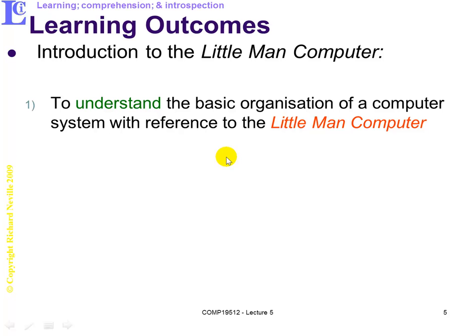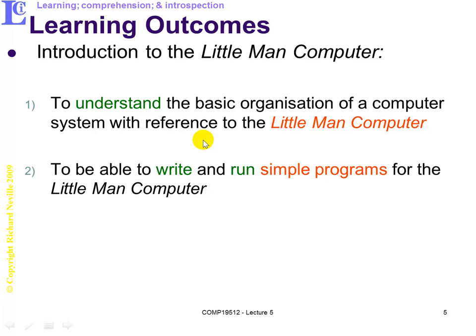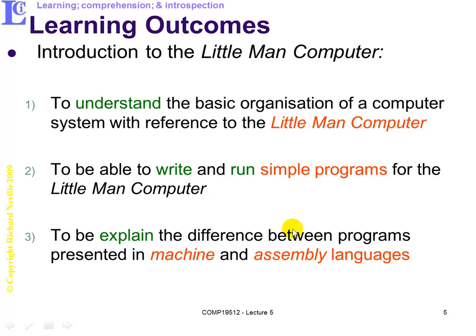So, what we should really understand at the end of this is the organisation. What's in the little man computer? Where is it? What components are in it? So we're going to understand the basic organisation of the little man computer. And then after that, we're going to look at the instructions in this little man computer so we can write and run a program. And there actually is a simulator for this that if you've got a PC you can run. And then during that process we're going to explain the difference between machine understandable instructions, machine language, and human understandable assembly language.